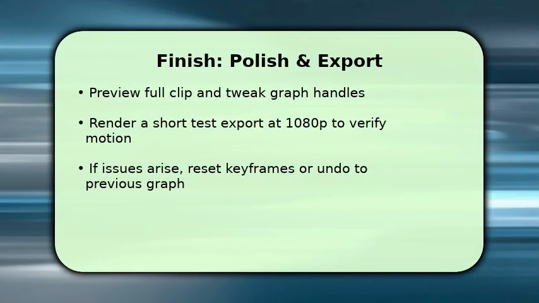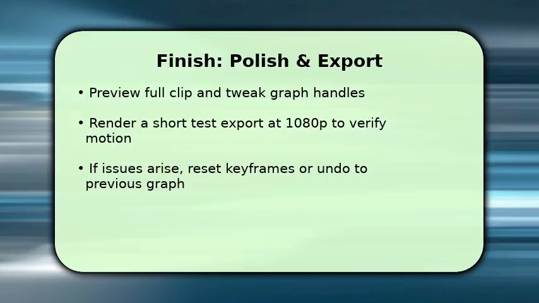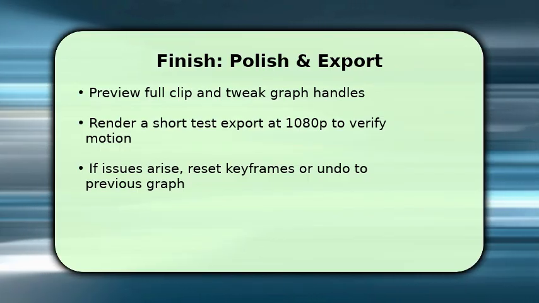To finish, play the entire clip and watch the animated motion in context, then tweak graph handles to remove jitter or overshoot. Once satisfied, render a short test export at 1080p to verify timing and smoothness on other players. This catches any platform-specific playback quirks.